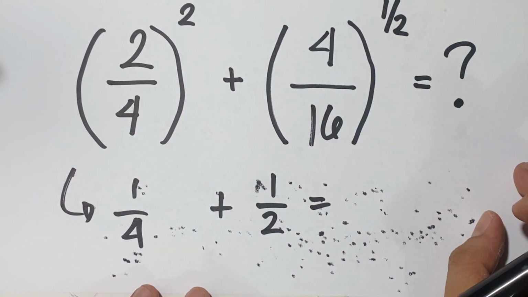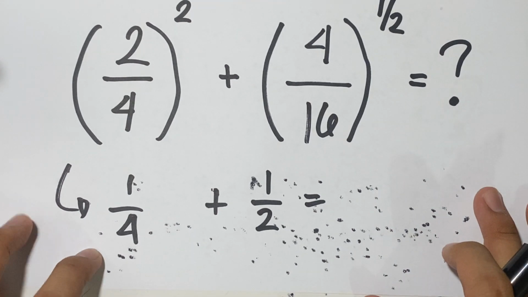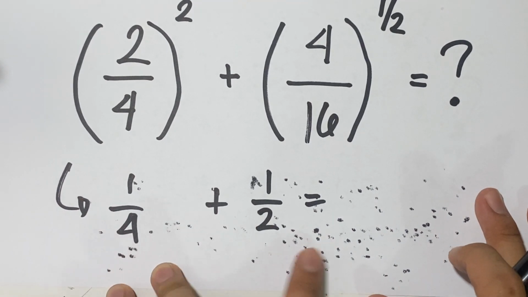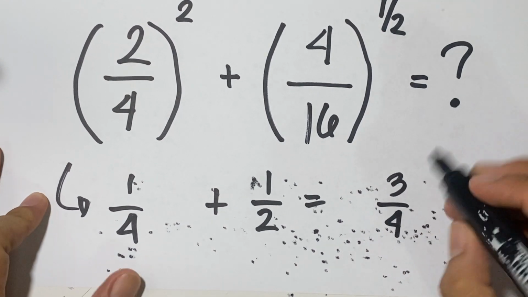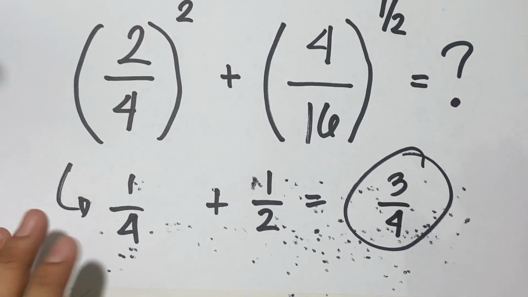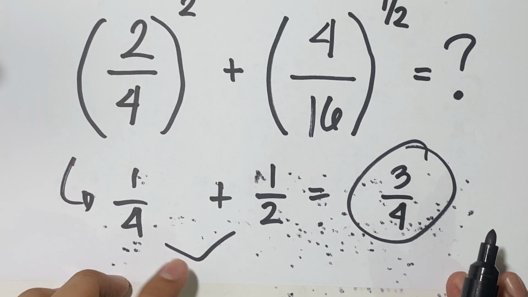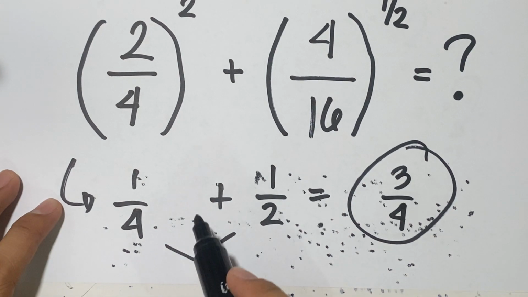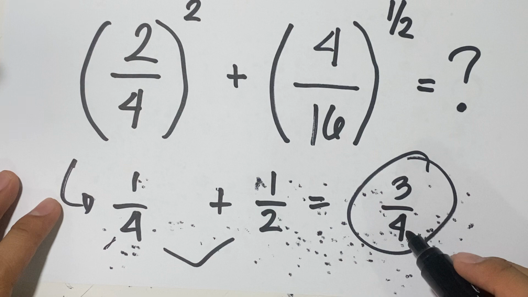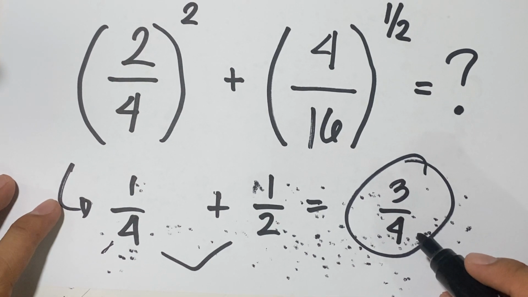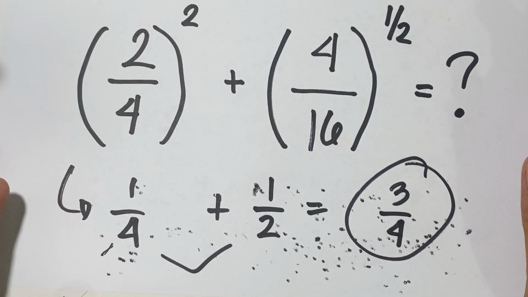So as our final setup, we have 1/4 plus 1/2, and that would be equal to 3 over 4. If you are familiar with this format, you could get the LCD for solving this sum, or you could use the cross multiplication method for adding fractions.